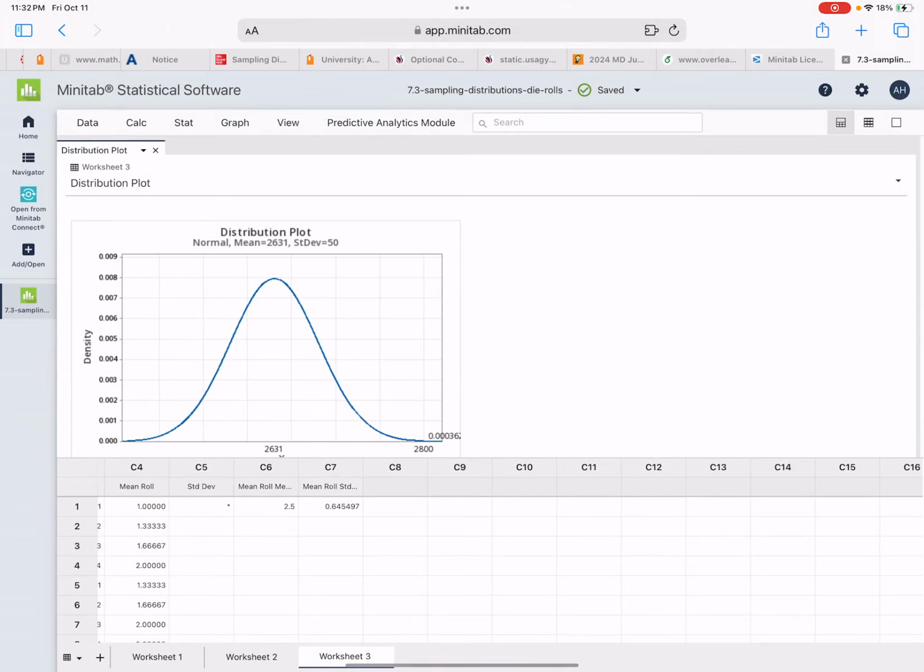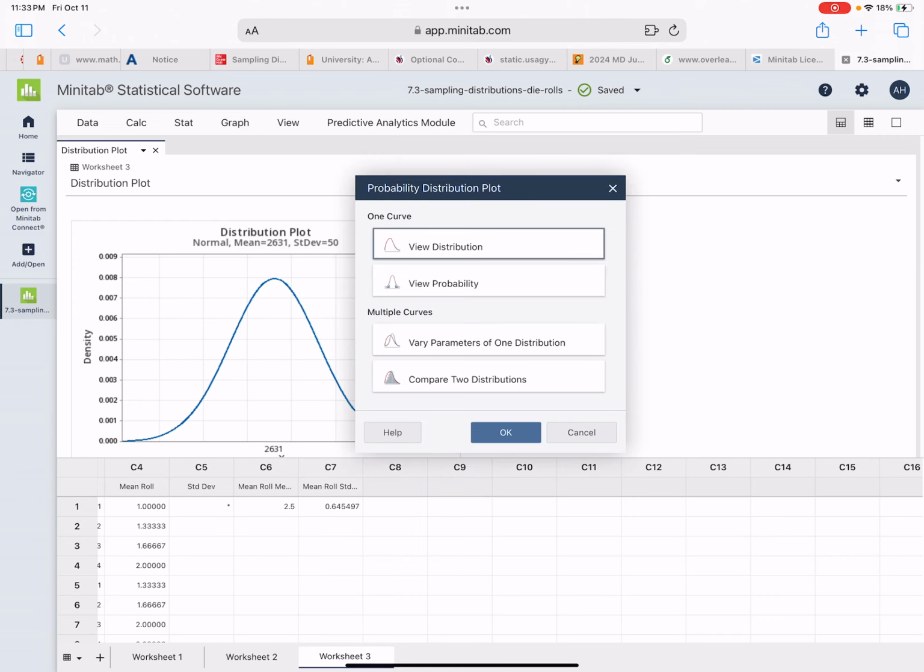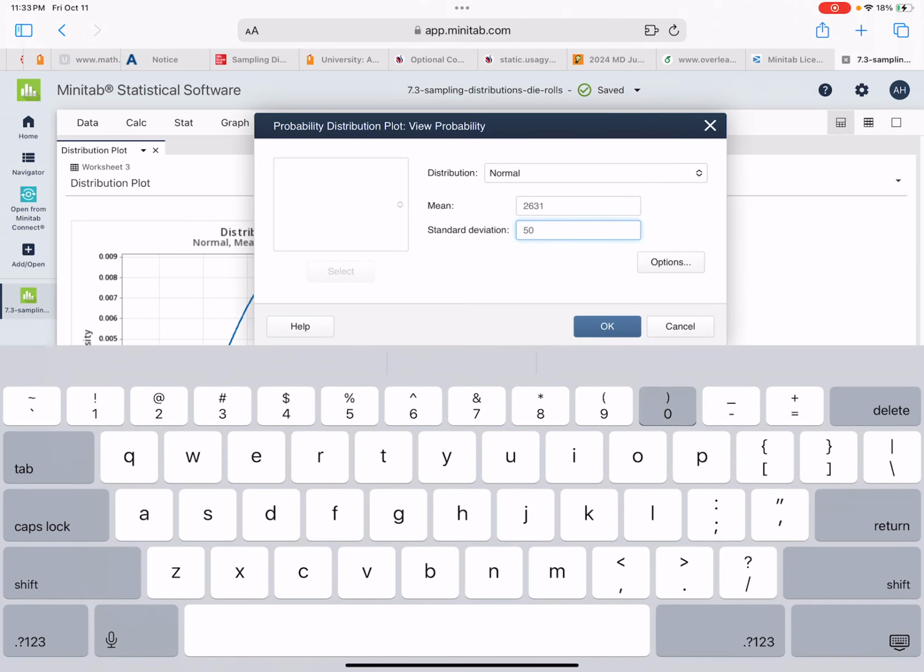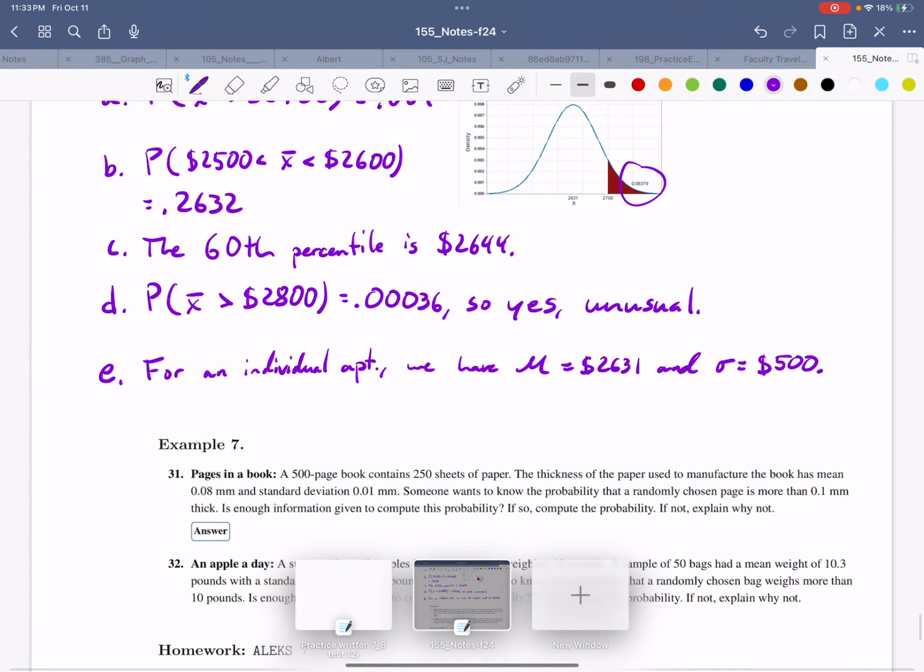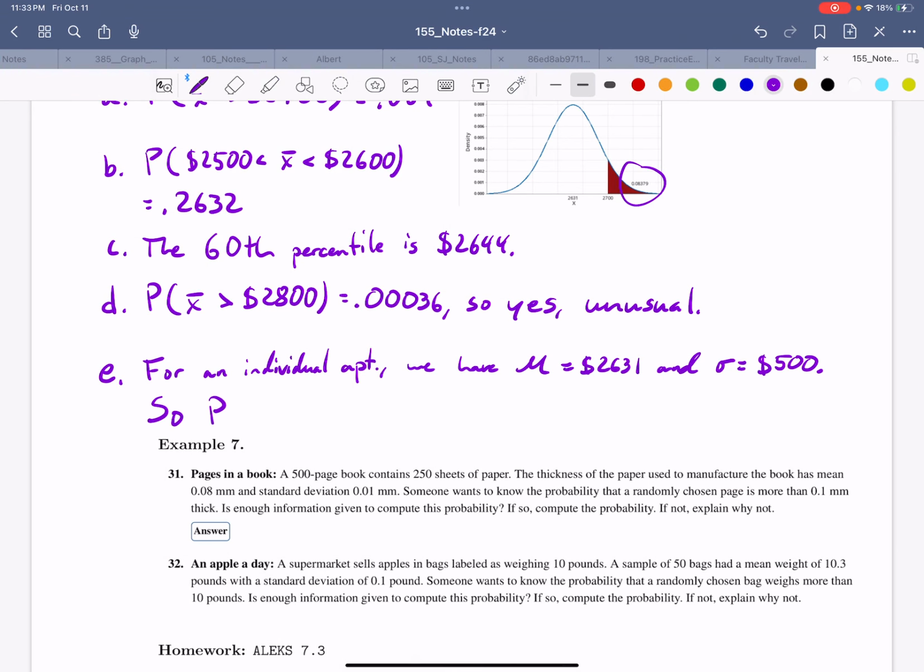So, we go back to Minitab. Graph, probability distribution, probability. Let's make that 500. Now if we do it out, that's not so unusual. So I guess I'll just say P of x, not x bar. P of x greater than 2,800 equals 0.3677. Not so unusual. It would just be weird if 50 of them averaged a mean rent of more than 2,800.